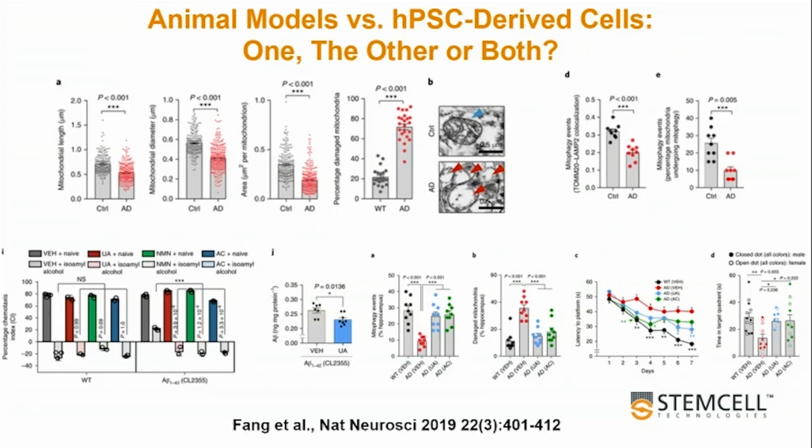For example, in this study, they also used iPS-derived neurons from AD patients and observed a phenotype of decreased mitochondrial area and increased mitochondrial damage, leading them to hypothesize that there could be a defect in mitophagy, which they did observe.